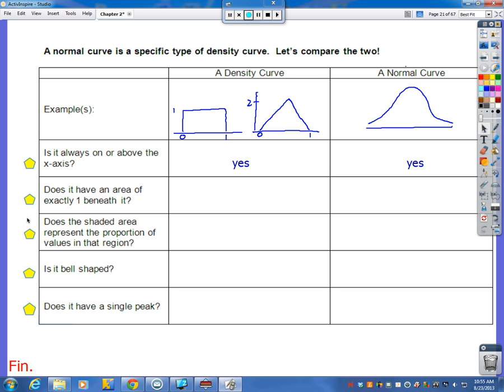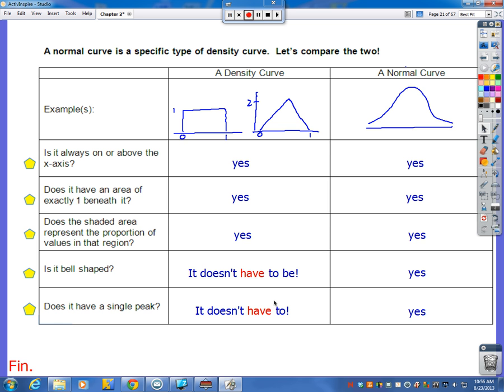Does it have an area of exactly 1 beneath it? Yes, applies to both. Does the shaded area represent the proportion of values in that region? Yes, just like what we did earlier with those density curves and we found the areas of maybe rectangles or triangles. Is it bell-shaped? Well, density curves don't have to be, but they certainly could. In that case, when they are bell-shaped, you call them normal curves. And does it have a single peak?